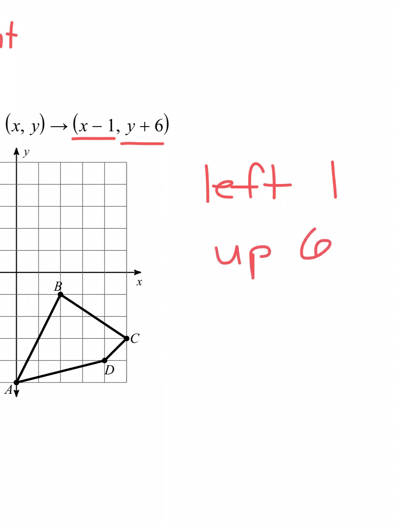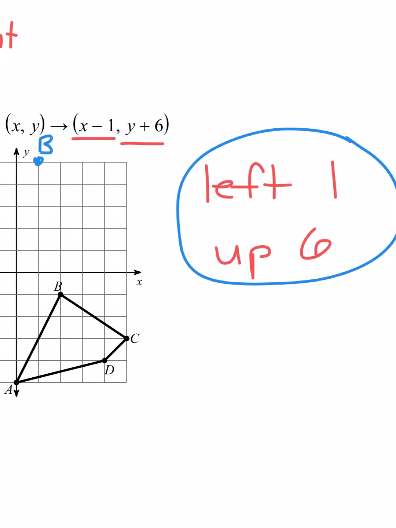Why did I have you write that down? Right, because in words, this tells you exactly what to do. Okay, so from B, where am I going to go? Left 1, and then up 6. You're going to do that to each point. Left 1, up 6. Again, all that's happening is the shape is moving across the graph.